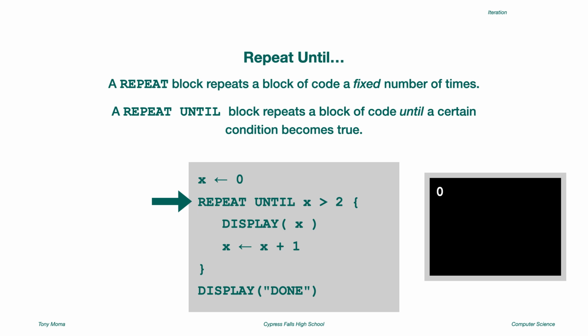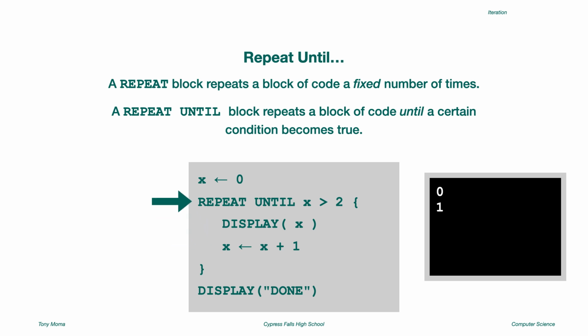Is it true? Is x greater than 2? No, it's not, because right now x is 1 and 1 is not greater than 2. So we go back inside the repeat until block. Once again, we display the value of x, 1 gets displayed, then we increase x once more. Now x is equal to 2.